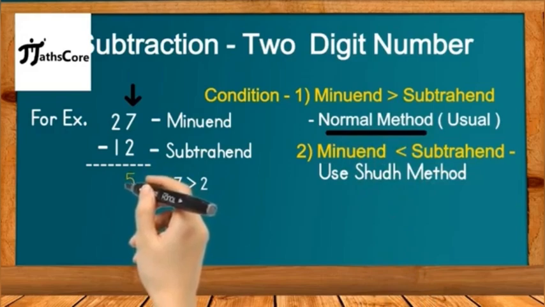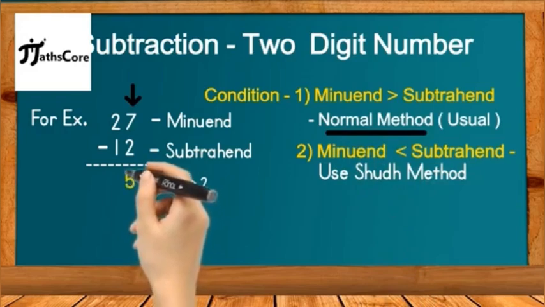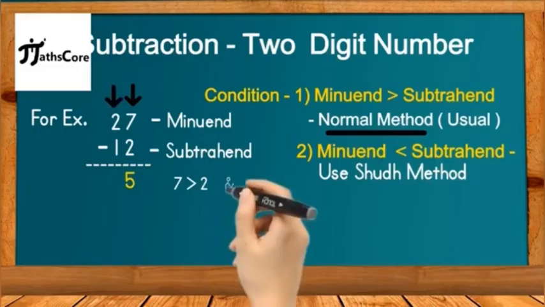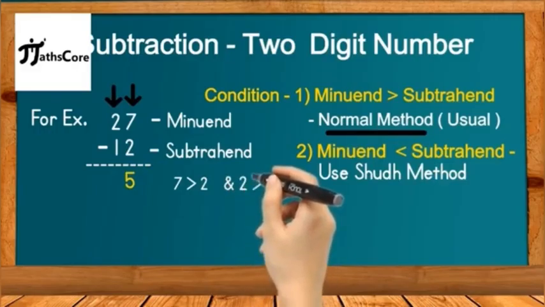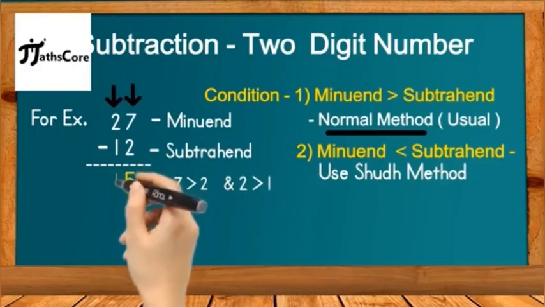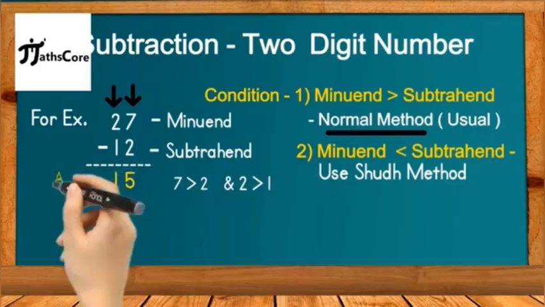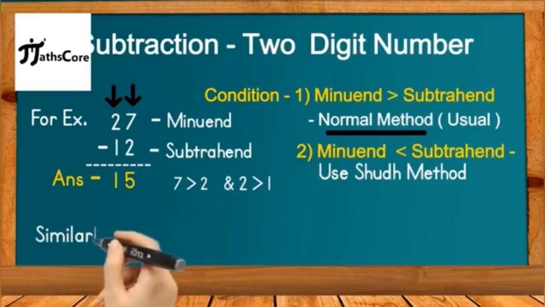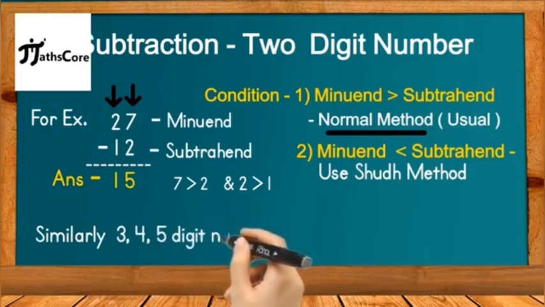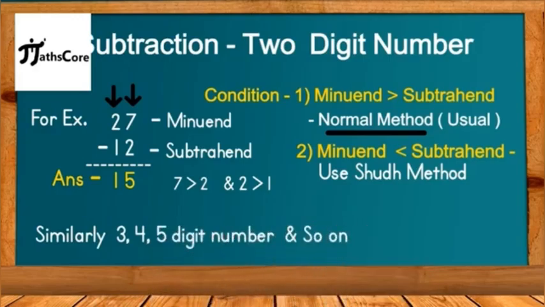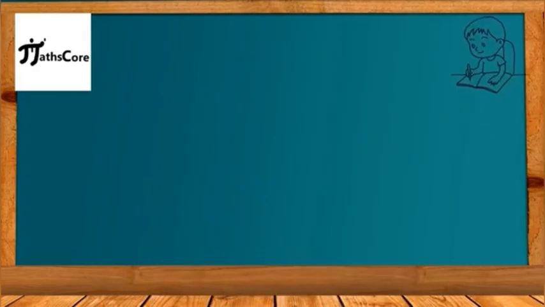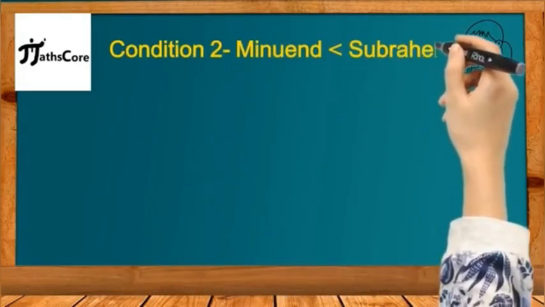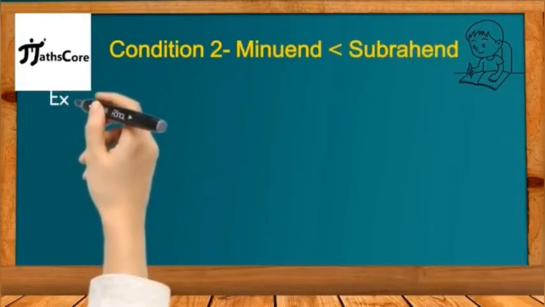Okay, so 7 minus 2 is 5. Again, if we take tens place digit of minuend and subtrahend, then we will get 2 is greater than 1. Then again we will solve this example by using normal method 2 minus 1. So in this way we will get answer 15. So you can apply same method for 3, 4, 5 digit number if minuend is greater than subtrahend. Let's take example on second condition, which is if minuend is less than subtrahend.